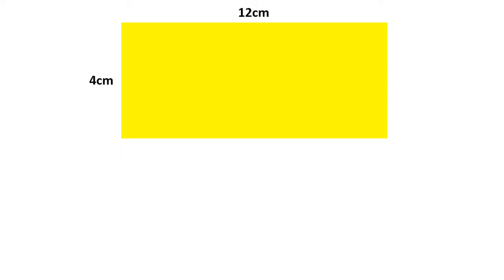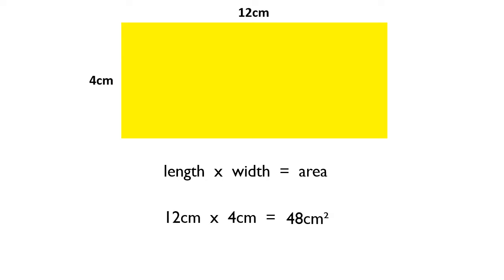Brilliant. I'm sure you all remembered that to work out the area of a shape, you times the length by the width. So we know the length is 12 centimetres and the width is 4 centimetres. So we will do 12 times by 4, which we know equals 48. So the area of this rectangle is 48 centimetres squared. Well done if you got that right. And if you didn't, just have another look through this formula and think where you might have gone wrong.